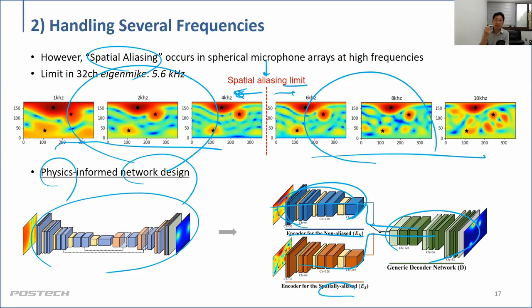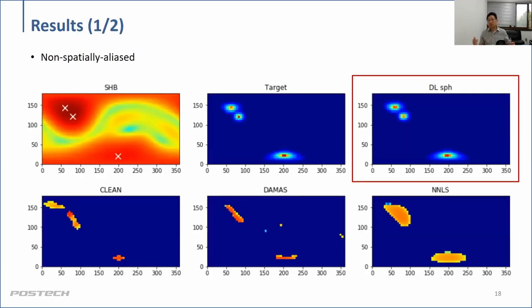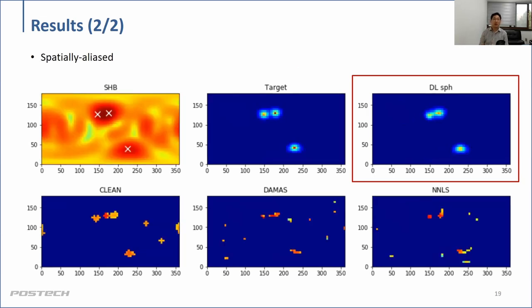That's something that I want to emphasize here. And of course, some of the results that I want to show are for non-spatial aliasing beamforming maps, where the target is the ground truth and this one is the estimated one, pretty much the same. These are the conventional methods, just for comparison. As you can see, our proposed one is way better than the others. And for the spatial aliasing, we can also see that it's pretty good.